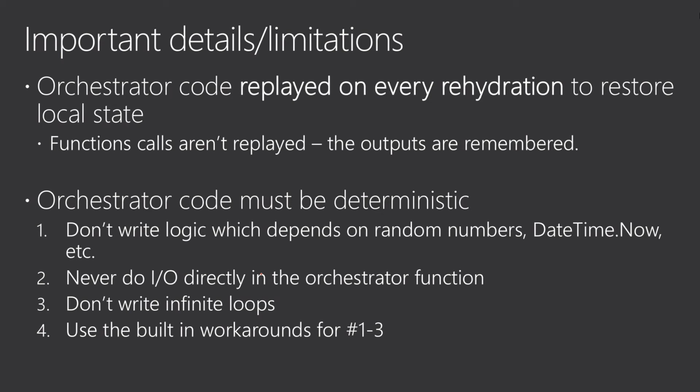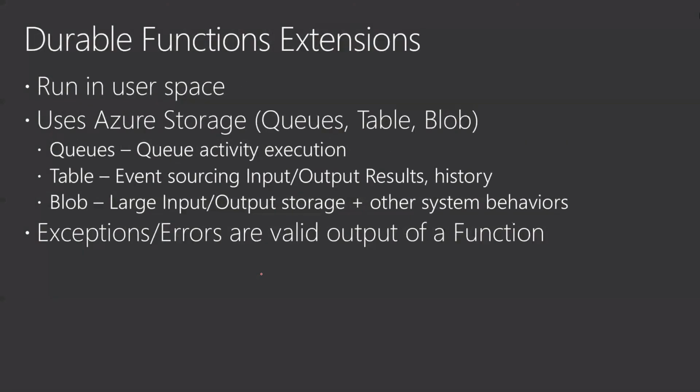Number 3, don't write infinite loops. Remember this execution history table? As long as the orchestrator is running, even if it's an infinite loop, elements will be added in the execution history. And if you run forever, that list will grow forever. And since we need to reiterate every time, execution will be slower. And at some point you will cry. So don't do this. We have built-in workarounds for all those 3. And if you're interested, I can show you those. But let's get to the next part.